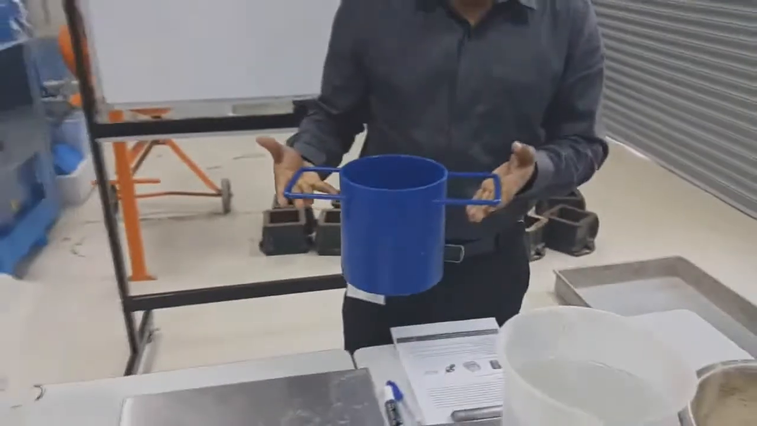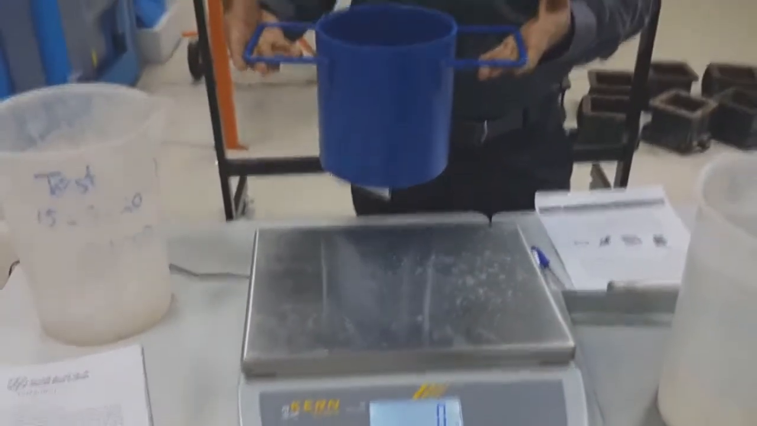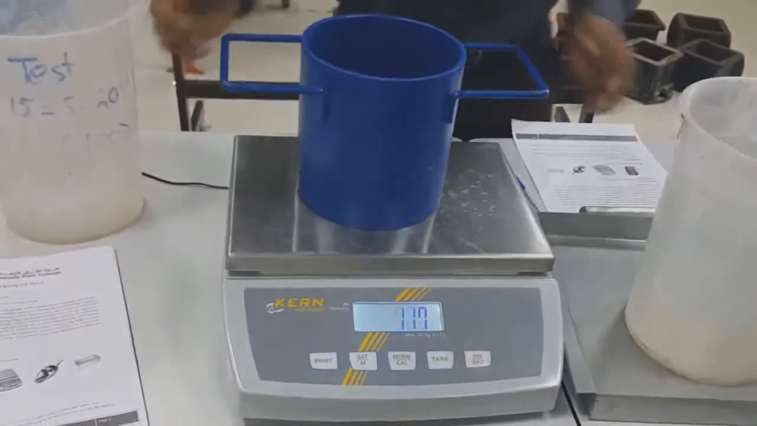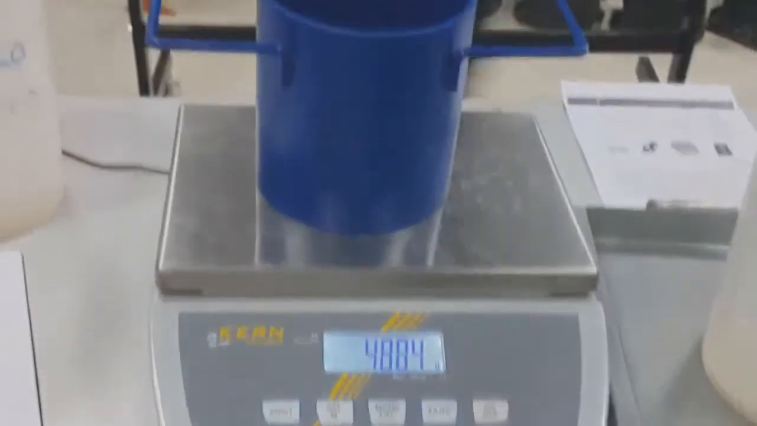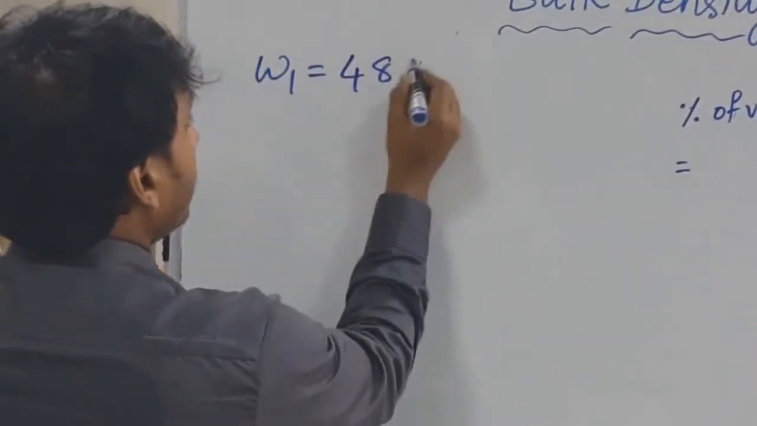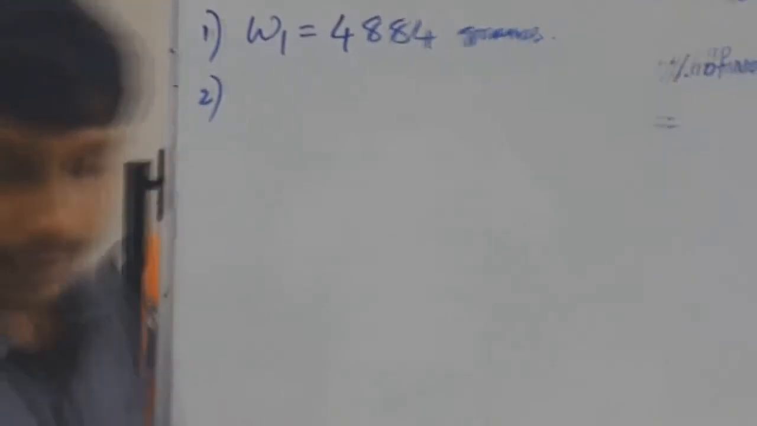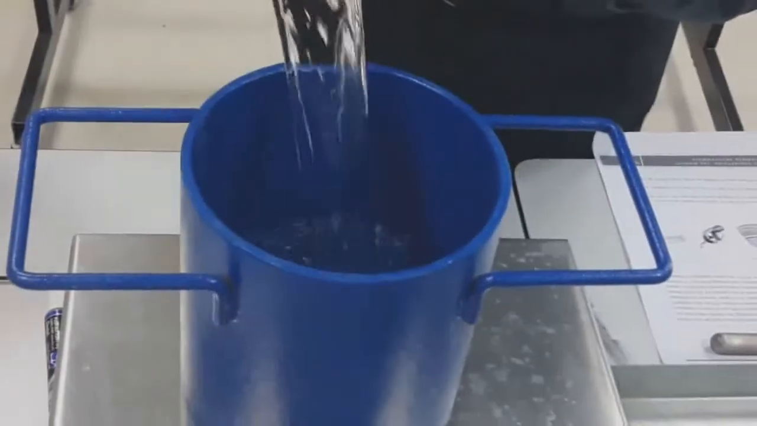Coming to the procedure, the first step is to take the weight of this mold, and we'll note it as W1. I'll note down here the weight. W1 is the weight of the mold. The weight of the mold is 4884 grams. This is the first step. And the second step is to fill the mold with water, full of water.